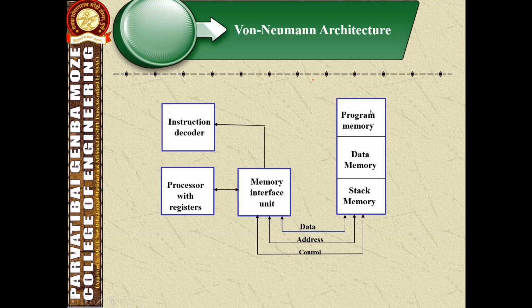But here the same memory holds both program and data memory, so the operations will not be performed in parallel, because if the data memory is being accessed, then we can't access the program memory. Only a single memory can be accessed at a particular time. So this is the main disadvantage of von Neumann architecture. Being accessed with the same set of bus, both program and data cannot be accessed simultaneously.